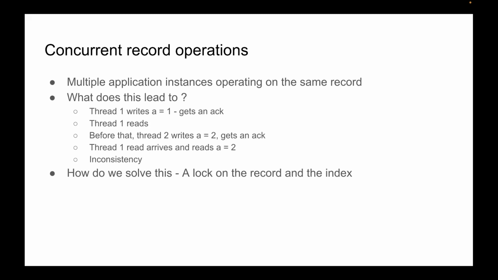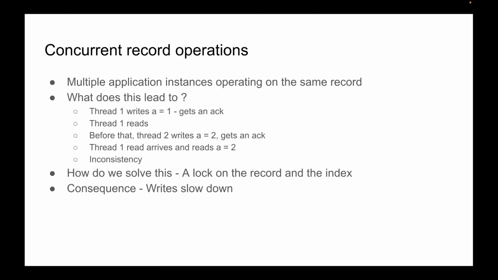And you solve for this by obtaining a lock on the record. It's not sufficient to just obtain a lock on the record. You also have to obtain a lock on the index, right? If you did obtain this lock, then you essentially make sure that only one operation succeeds at a time, and the thread 1 read will still get A equals 1 and not A equals 2.